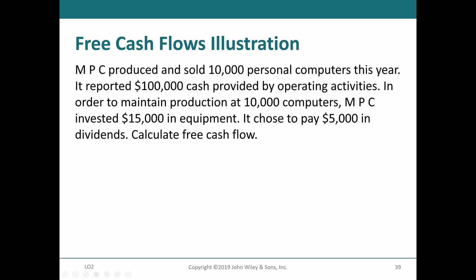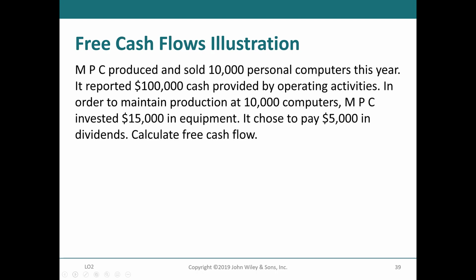Okay, so MPC produced and sold 10,000 personal computers this year. It reported 100,000 cash provided by operating activities in order to maintain production at 10,000. MPC invested 15,000 in computers. It chose to pay 5,000 in dividends.